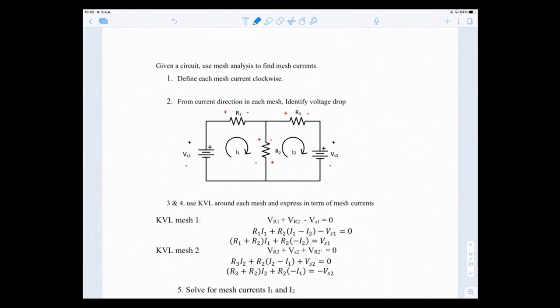We have the same example, the same circuit problem that I just did with nodal analysis, and now we're doing it with mesh analysis. We are given VS1, VS2, R1, R2, and R3, and we want to use mesh analysis to find the mesh currents. We have two meshes here. Assign the names I1 and I2, both in clockwise directions, consistently. Then the second step: from the current direction in each mesh, identify the voltage drops, shown in red.